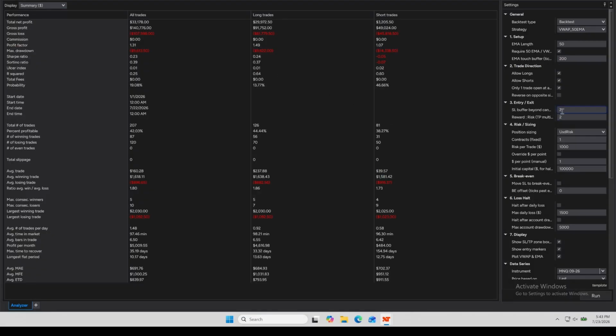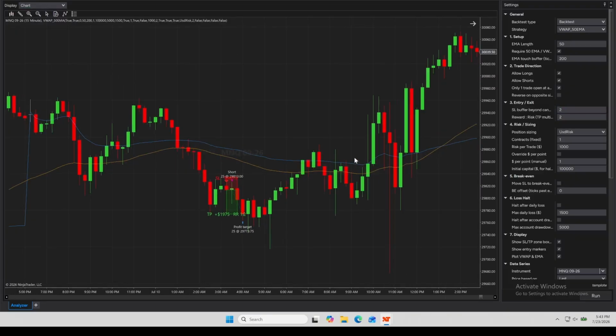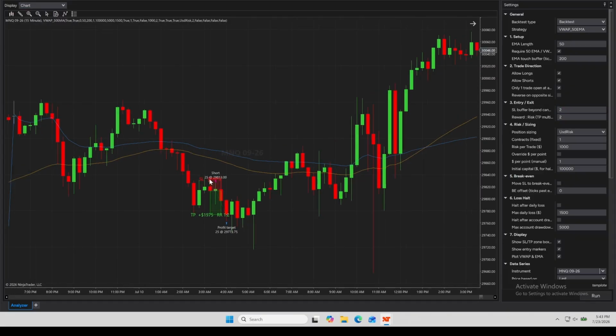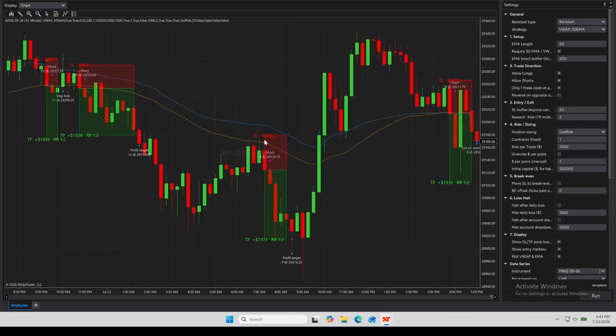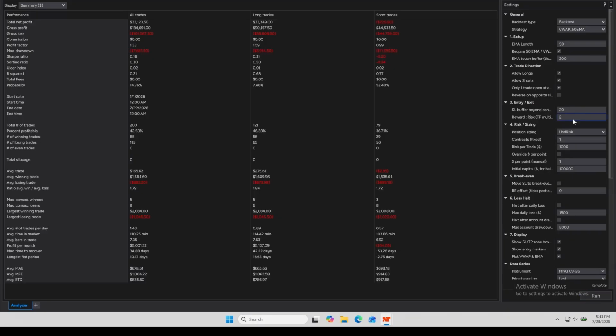Then here's the actual stop loss buffer. That would be the actual stop loss here, just adding a few more ticks above it. That's what this is for. So if we were to increase it, let's say to 20, it gives it quite a big jump. It's kind of hard to tell when it's right on the line, but it does give it quite a big jump. Here's the take profit.